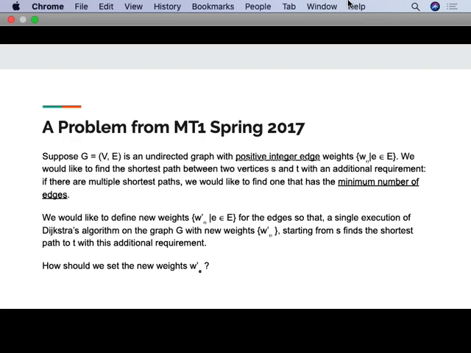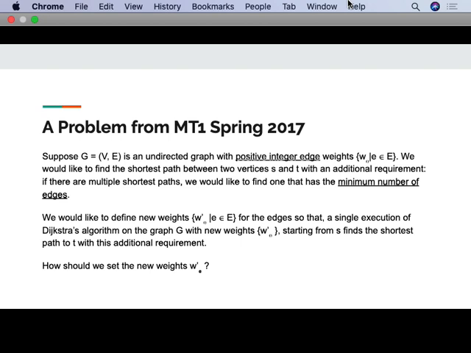So let's look at another interesting problem from the spring 2017 midterm. Suppose that G is an undirected graph with positive integer edge weights. We would like to find the shortest path between two vertices S and T with an additional requirement: if there are multiple shortest paths, we want to find the one that has the minimum number of edges. Notice that the essence of this question is asking how we distinguish one shortest path from another based on how many edges they contain. It's like coming up with a scheme to break ties, which could be really useful in real life.